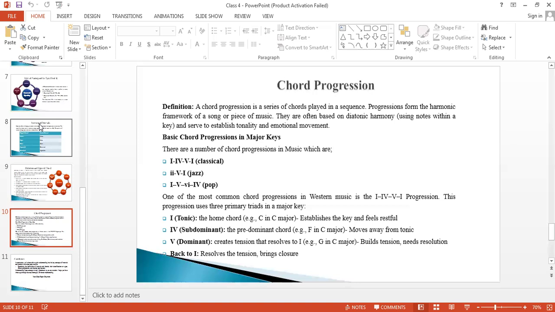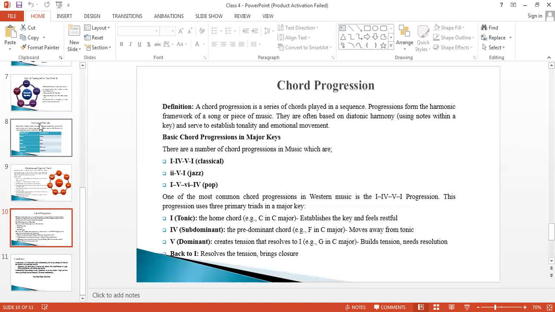For jazz, we have chord 2, chord 5, and chord 1. For pop, we have chord 1, chord 5, chord 6, and chord 4. So one of the most common chord progressions in Western music is chord 1, 4, 5, and 1.